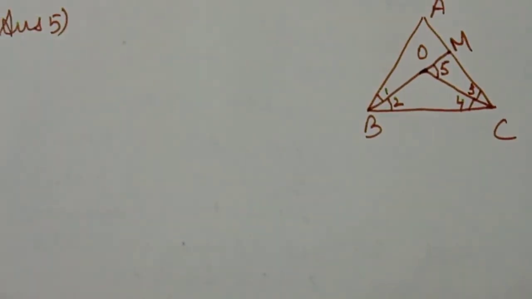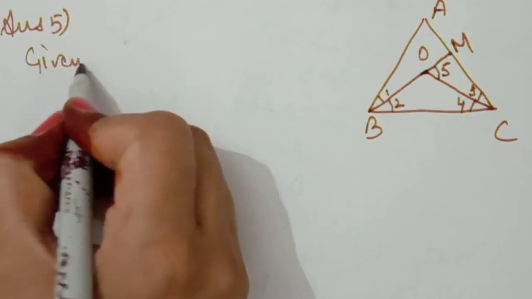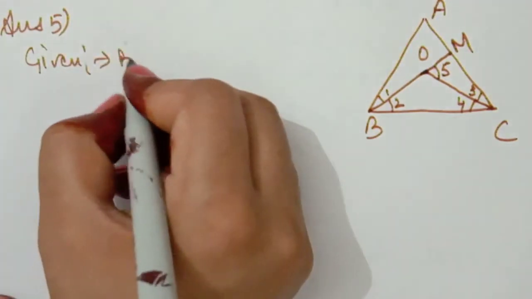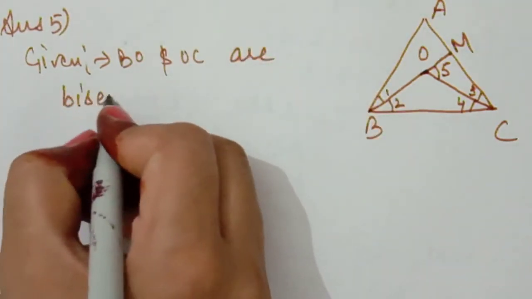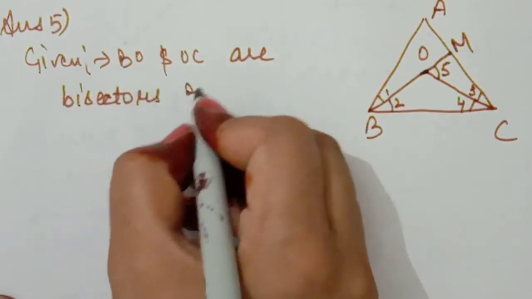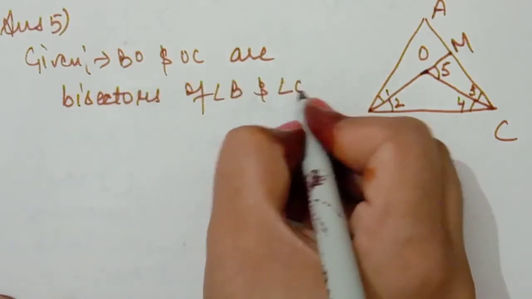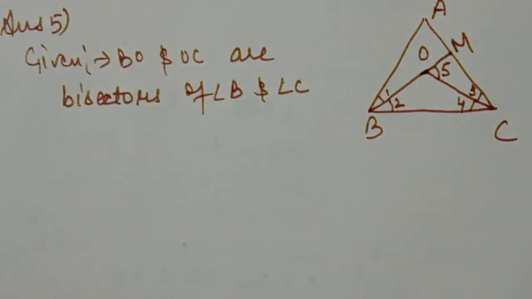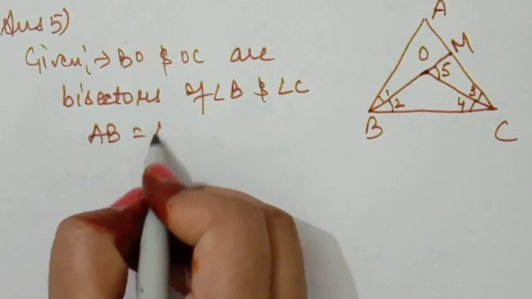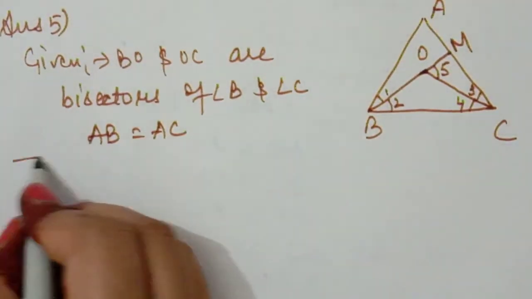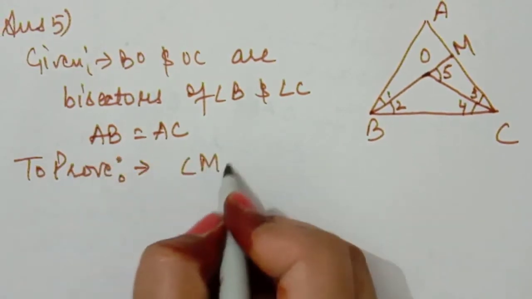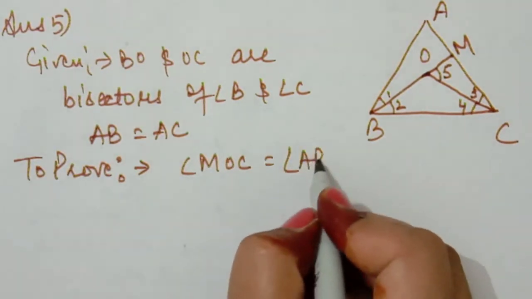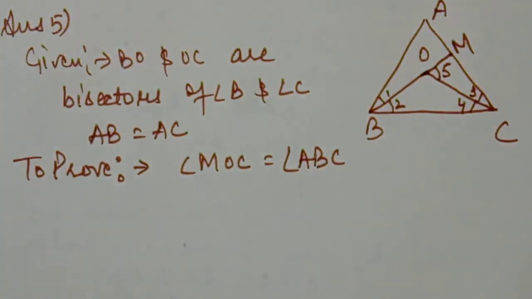So students, what is given to us is that BO and OC are bisectors of angle B and angle C. It is given to us, and one more thing is given, that AB is equal to AC, and we have to prove that angle MOC is equal to angle ABC. Proof.